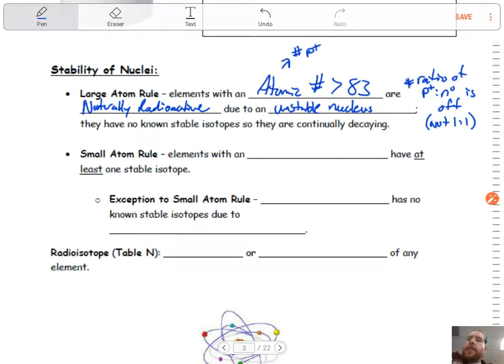Greater than 83, they're naturally radioactive. They're always going to be breaking down. We'll talk more about that in the rest of the unit.